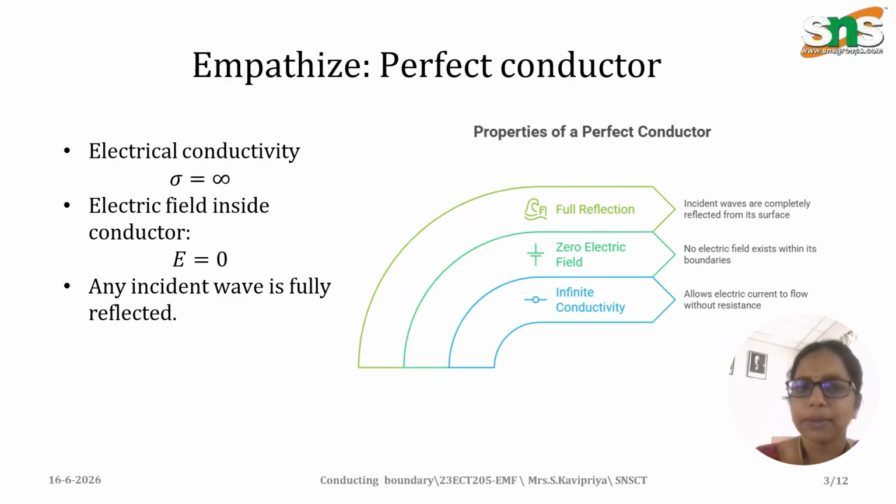So first, what is a perfect conductor? The perfect conductor has three properties. First thing is that it has an infinite conductivity, sigma equal to infinity. Second, the electric field inside the conductor, E, is equal to 0. E is nothing but the electric field. Third one, any incident wave is fully reflected. So incident is equal to reflection. These three are the properties of a perfect conductor.